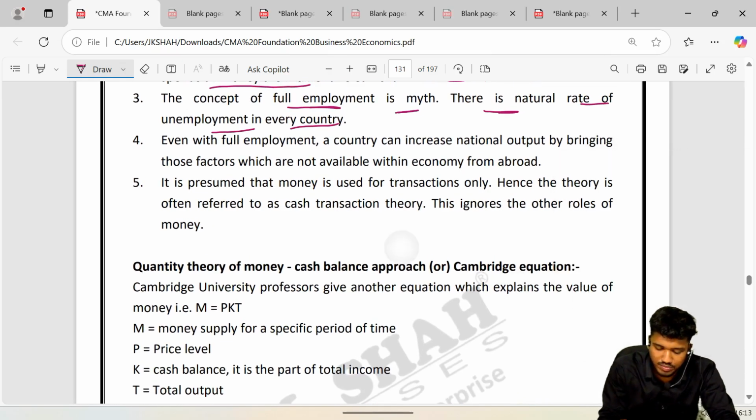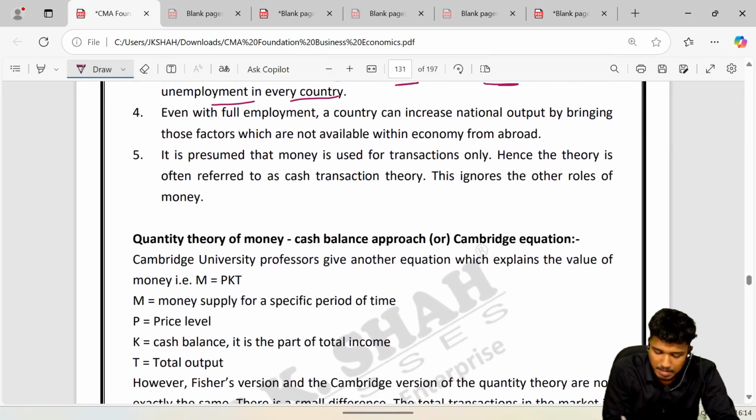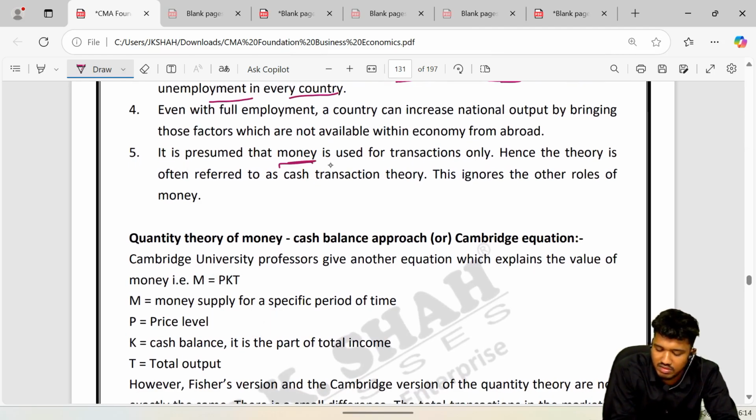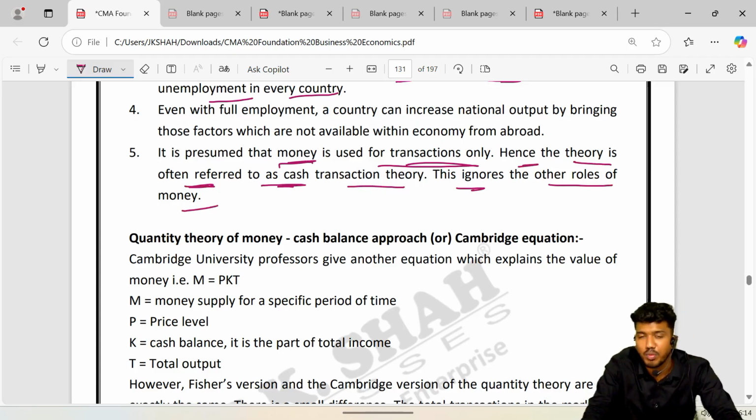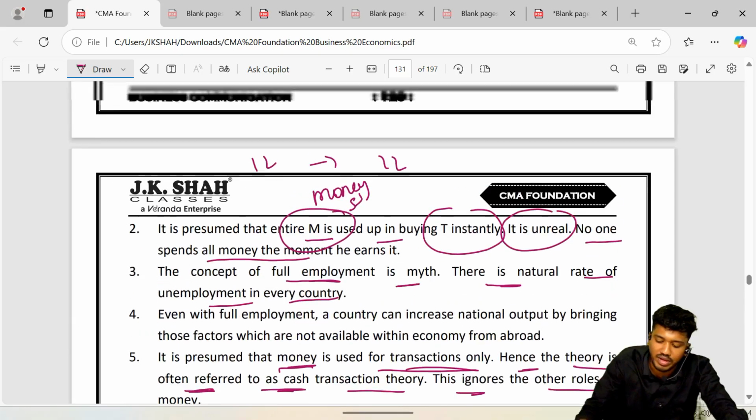Okay, let's move forward. It is presumed that money is used for transactions only, hence the theory is often referred to as the cash transaction theory. This ignores the other roles of money. Credit transactions can also be created. Money can be a store of value. There are different functions and roles of money which are being ignored over here. What I mean to tell you all is that only cash transactions do not exist. Credit transactions can also exist, but only cash transactions are being taken into consideration.